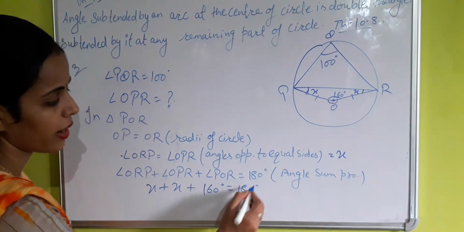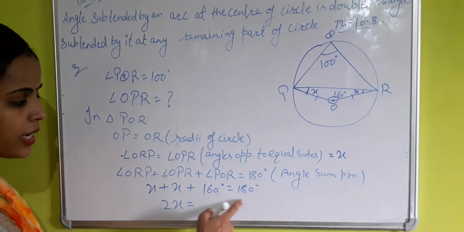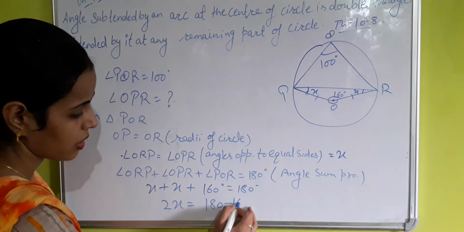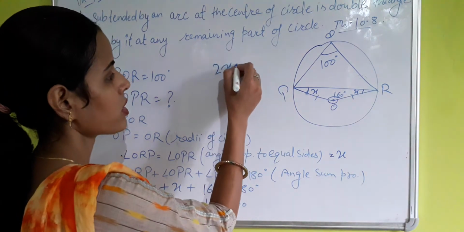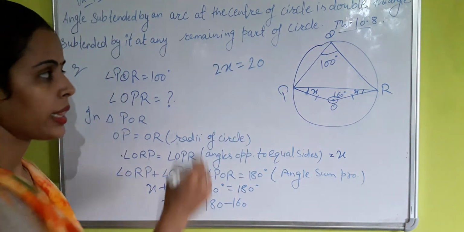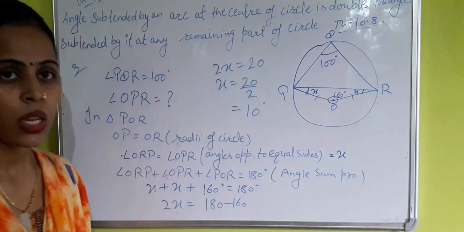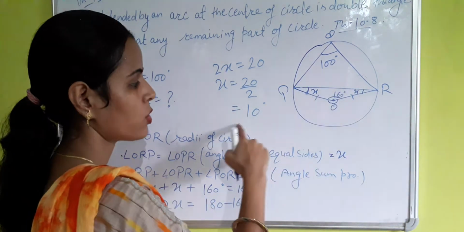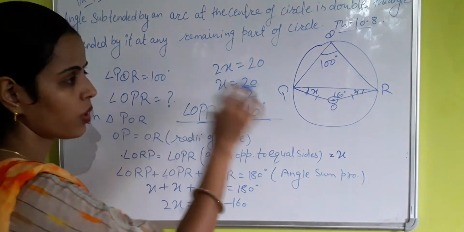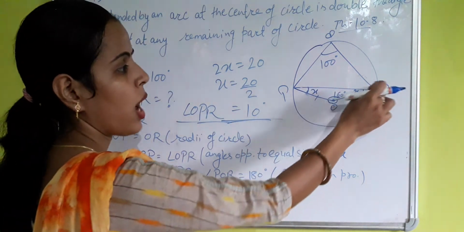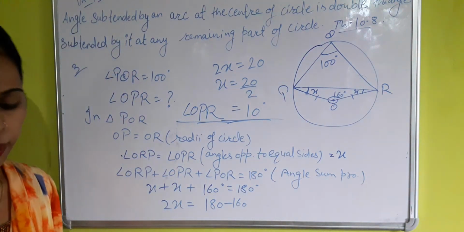equals 180 degrees. x plus x, 2x, is equal to 180 minus 160. 180 minus 160 equals 20. 2x is equal to 20. Then x will be 20 upon 2, which is 10. So this angle OPR is 10 degrees. Angle OPR equals 10 degrees. This angle ORP is also 10 degrees. This question number 3 is complete.